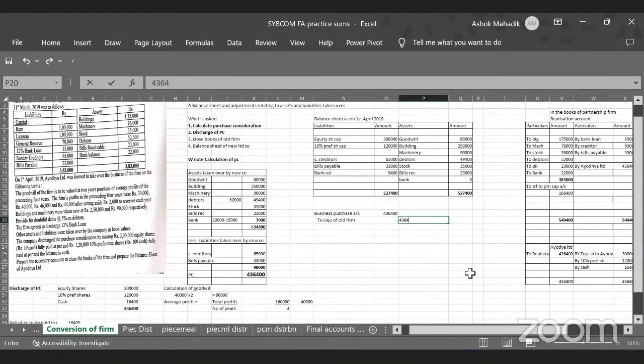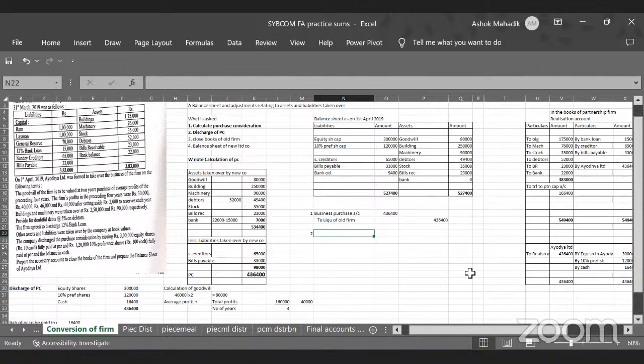436,400. Then first entry, then second entry: all assets to all liabilities. Okay, I'll do that. Second entry, this was first. Second entry, just like we passed the entry for assets taken over and liabilities taken over in amalgamation. So same entry. We'll write all the assets now here. In PC, whatever assets are there, you record it here.